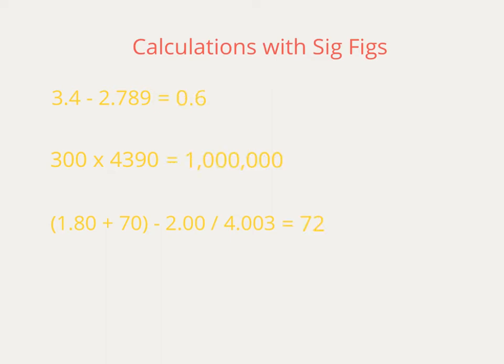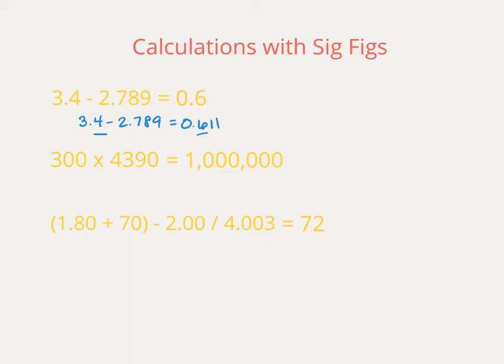For the first example, we have a subtraction problem. So we're going to be using our decimal places as our reference. When we do 3.4 minus 2.789, we get 0.611. But our answer can't have any more decimal places than the number in our calculation with the fewest number of decimal places, which in this case is just 1. So our answer can only have 1 decimal place. So we do a little rounding, and our answer to the correct number of sig figs is 0.6.